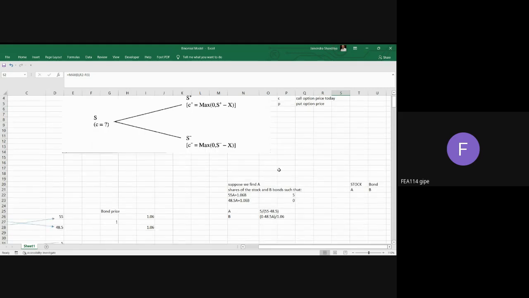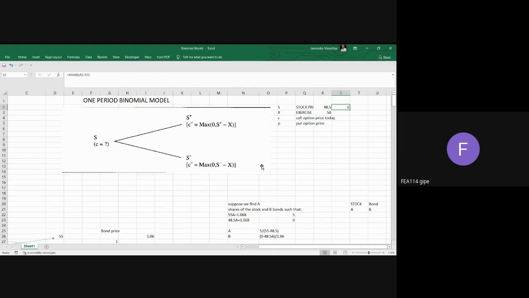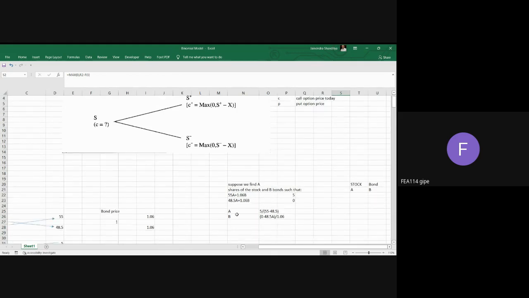So what I have done is I've replicated a portfolio where if the stock goes up, my value will be 55A plus 1.06B. Why? Because my bond B will return me 1.06B times the money, and the A number of stocks will give me 55A. Why? Because one stock is going to go from 50 to 55, so my A stocks will become 55A. So 55A plus 1.06B should be equal to 5.